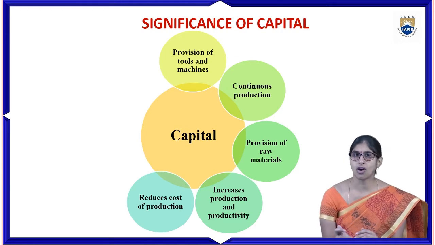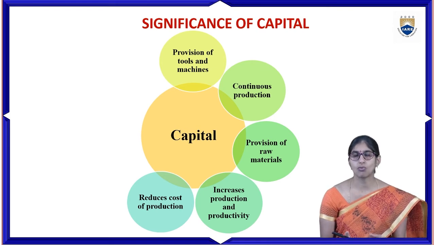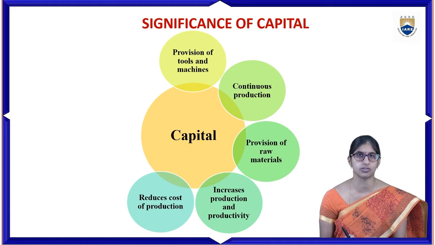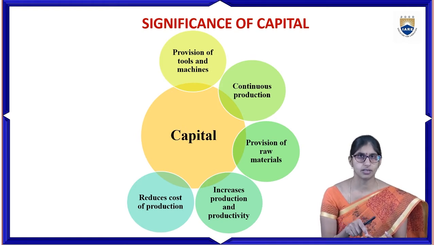Here we already discussed a concept called factors of production, right? What are the factors of production? Land, labor, capital, organization, and sometimes technology also nowadays, right? So these are the factors of production. So how is this capital going to reduce the cost of production? Capital is one of the factors of production, and the other factors are like land and labor. So what is the labor cost?